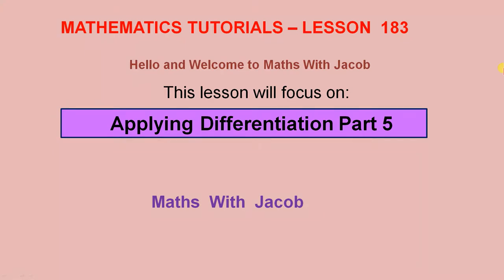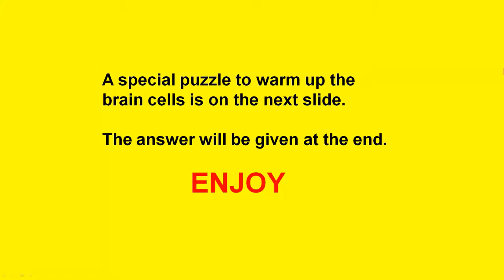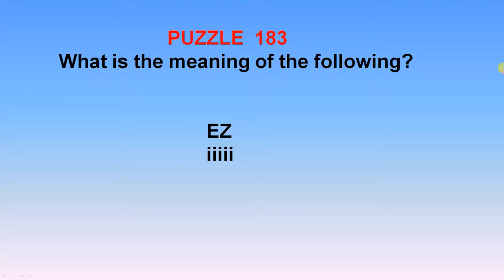This lesson will focus on applying differentiation, part 5. A special puzzle to warm up the brain cells is on the next slide. The answer will be given at the end. Enjoy. What is the meaning of the following? Good luck with it and see how you go.